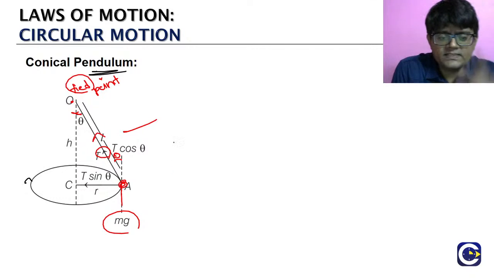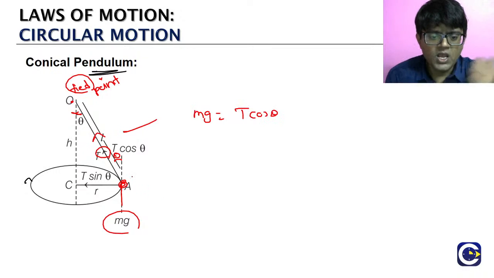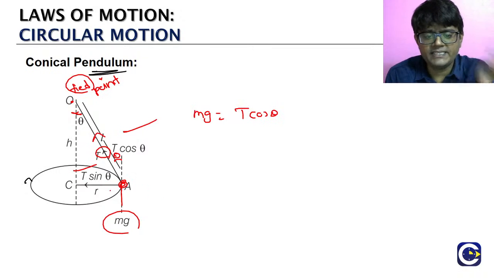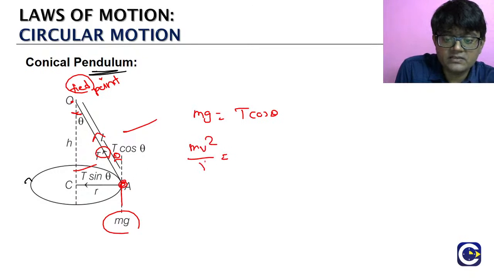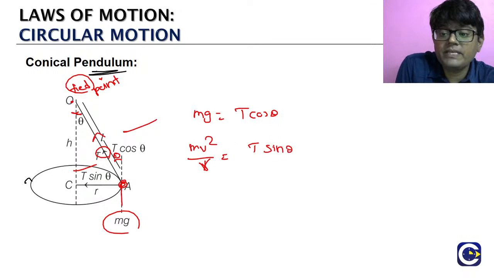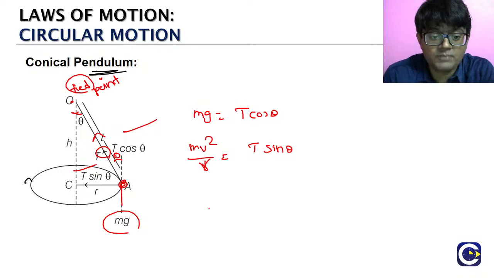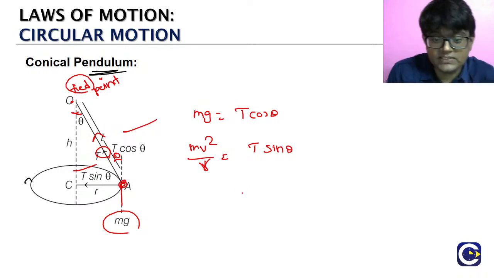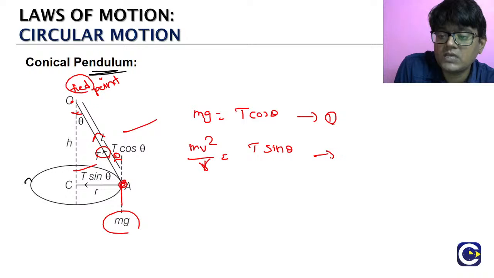There is no vertical motion, which means the forces balance vertically. So mg is equal to T cos theta. Horizontally there is only one component, T sin theta, which means the centripetal force mv square by r is provided by the horizontal component of the tension. So the relation is mv square by r is equal to T sin theta. Look at equation 1 and equation 2.